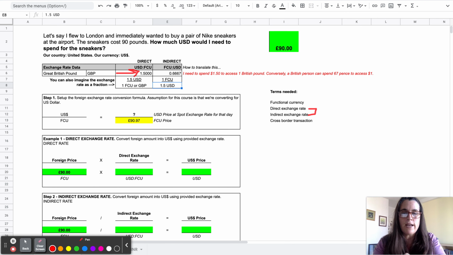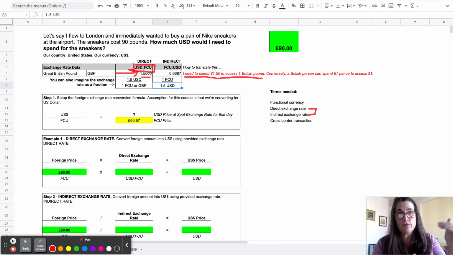So I want to point out that in this example, I am giving you 1.5 as our exchange rate value, and it's the direct exchange rate. I say direct because of how to read this number: I need to spend $1.50, or 1.5 US dollars, to access 1 British pound. The ratio here is very important in how it's presented. You can see 1.5, and in the header here, USD FCU. What that's saying is 1.5 US dollars to 1 foreign currency unit.